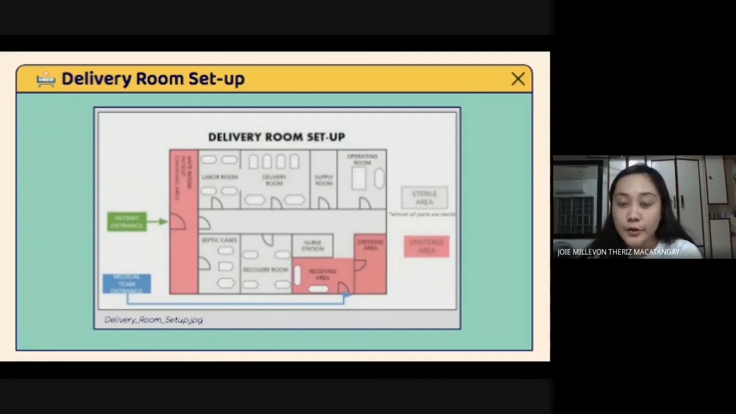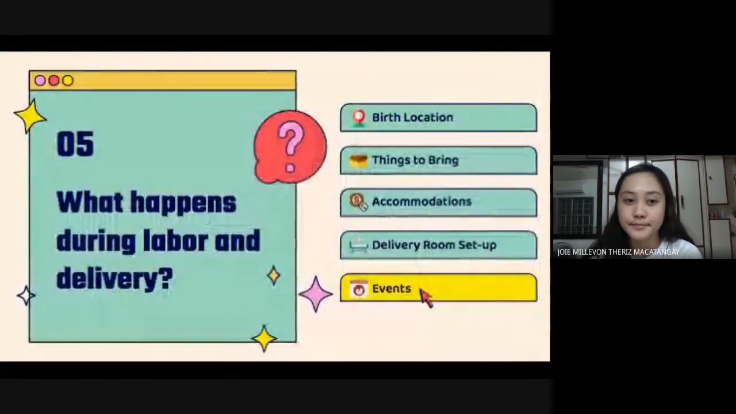The recovery room, yes, the DR also had a recovery room where after pumanganak na mother, dito po pinapastay for at least 2 hours with the baby, of course. And nurses station, so it has an easy access to the unsterile area kasi usually nurses po nagbibigay ng necessary information to the relatives or guardians po ng pregnant client.